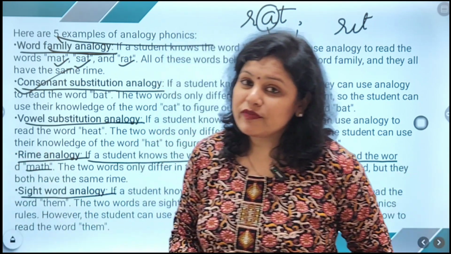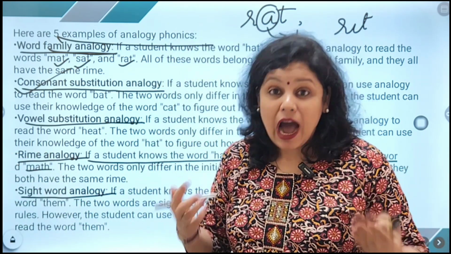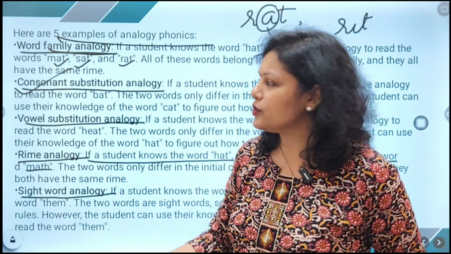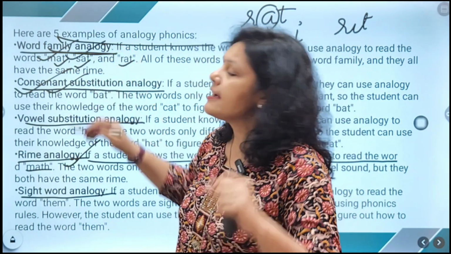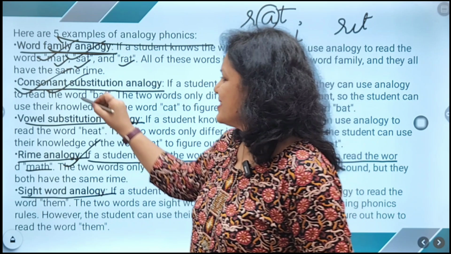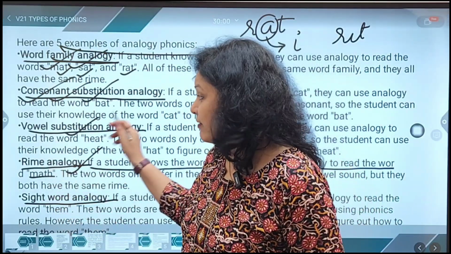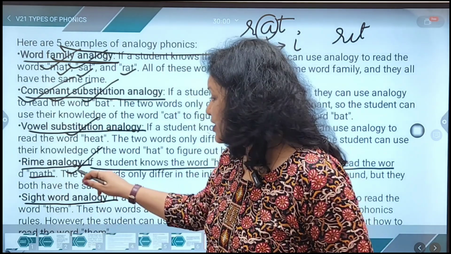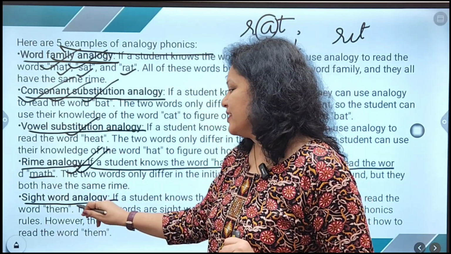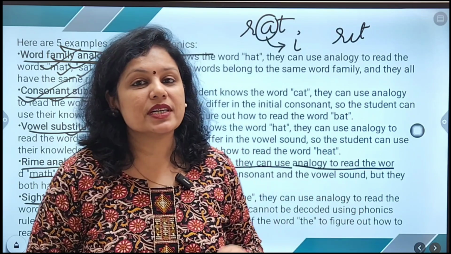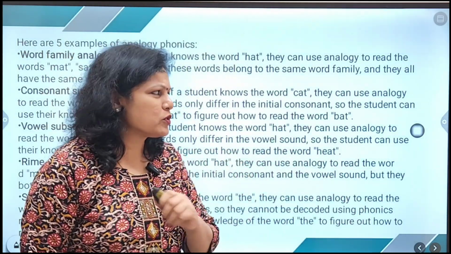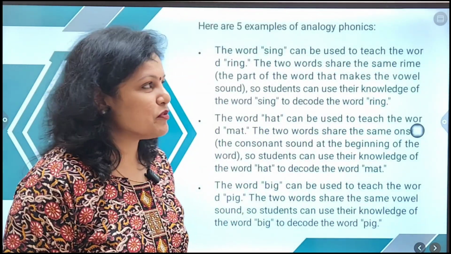So how many types of analogies can you teach your child? The first one is word family substitution. The second one is consonant substitution. The third one is vowel substitution. The fourth one is the rime analogy. And the fifth one is the sight word analogy. So let us proceed further and see what I have further for you.